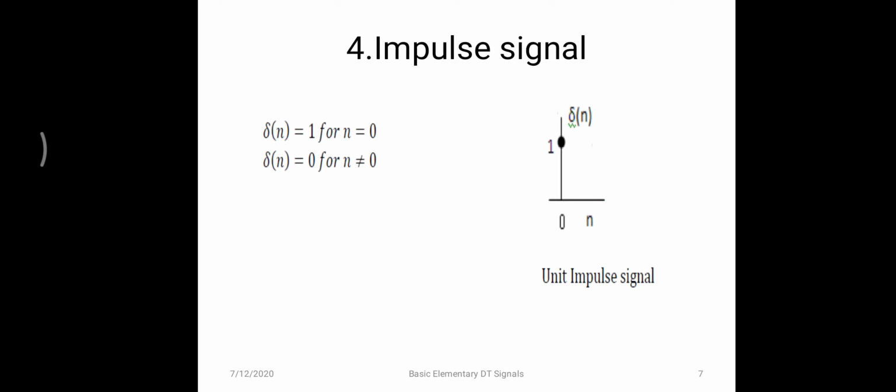Another important signal, once again, is the impulse signal. Impulse signal will exist only for n is equal to 0. At n is equal to 0, the amplitude is 1. For the rest of the values of n, the amplitude is 0. Such type of signals are called unit impulse signal. The notation is del of n.